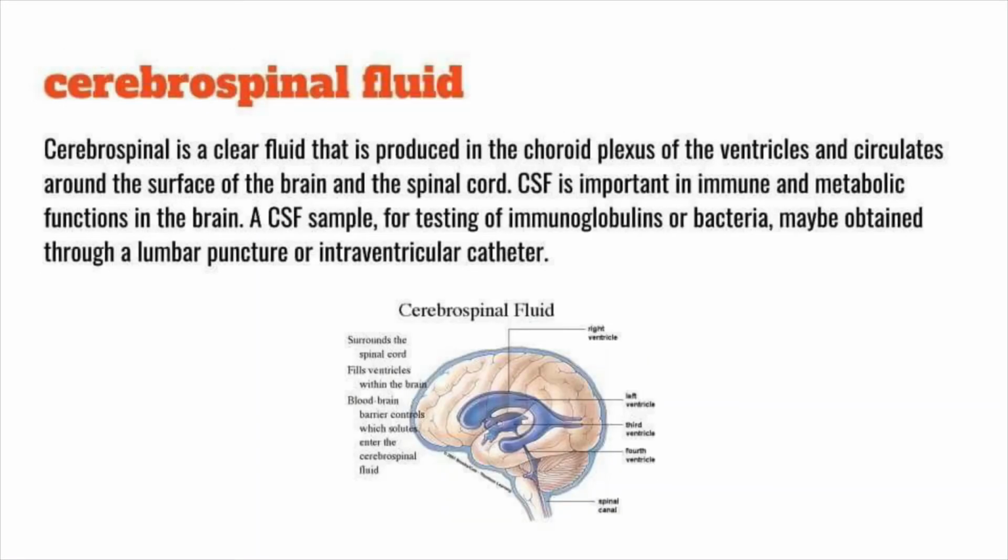So we mentioned the cerebrospinal fluid. It is a fluid that is produced in the choroid plexus of the ventricles and circulates around the surface of the brain and the spinal cord. Cerebrospinal fluid is important in immune and metabolic functions in the brain. A CSF sample for testing of immunoglobulins or bacteria may be obtained through a lumbar puncture or intraventricular catheter.